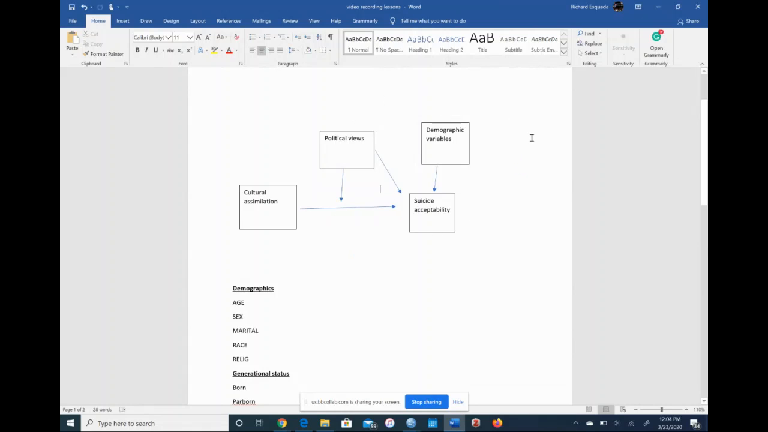Okay, so one more time, the way that this theoretical model reads is cultural assimilation has a direct impact on suicide acceptability. Political views can serve as a moderating variable, but it also has a direct impact on suicide acceptability. And then our demographic variables, which are controls, would also have an impact on suicide acceptability.